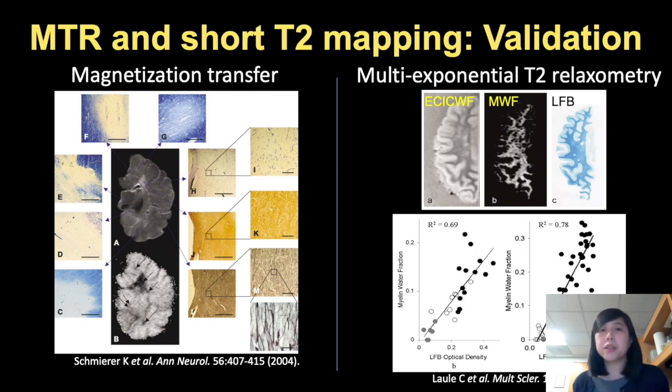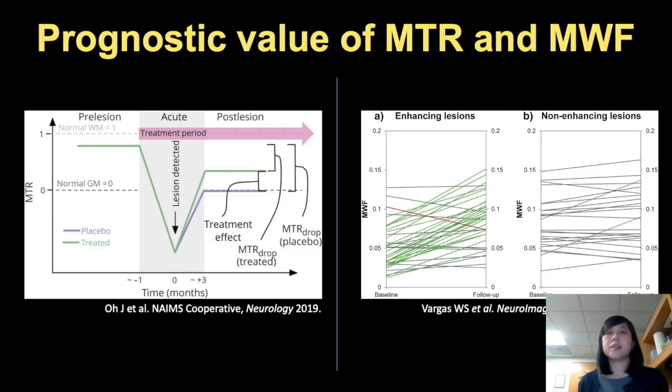So in the plots below, you can see that there's a strong correlation between myelin water fraction as quantified by multi-exponential T2 relaxometry and LFB optical density, essentially reflecting the myelin content within the tissues, both within lesions as well as normal appearing white matter. So using these techniques, which have been supported by histopathological validation, many groups have gone on to assess the prognostic value of MTR and myelin water fraction obtained using these quantitative techniques.